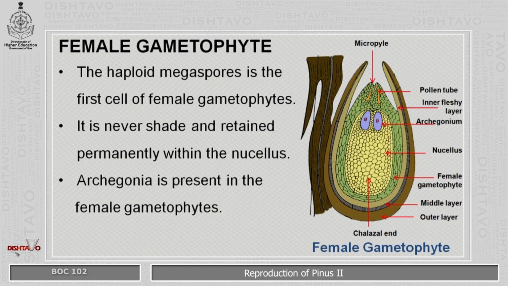Female gametophyte. The haploid megaspore is the first cell of the female gametophyte. It is never shed and is retained permanently within the nucellus. Archegonia are present in the female gametophyte.